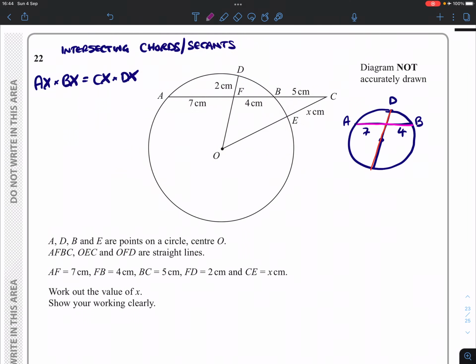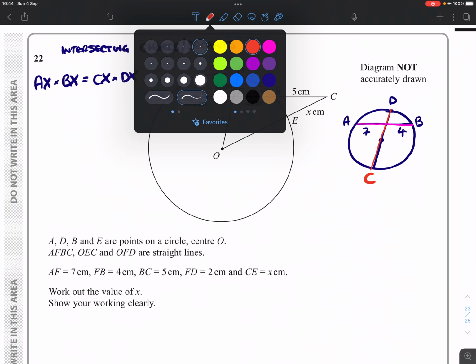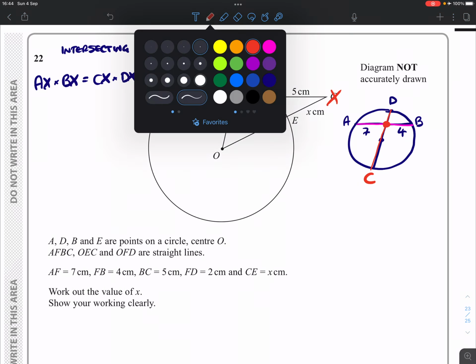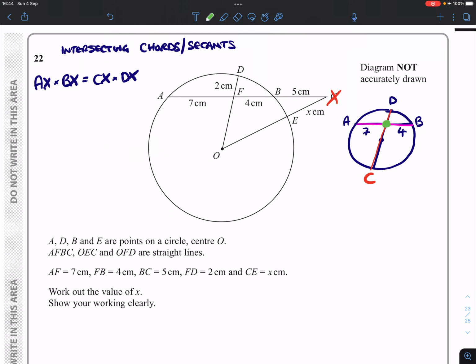Now, because of the way this formula works, CD is going to be a chord. I'm going to call this C, which means for now, I'm going to ignore this point here. I'm just going to ignore that point completely. I'm also going to label the point of intersection in the middle, in a different color, as X, because X is the point of intersection whenever you're dealing with chords and secants.